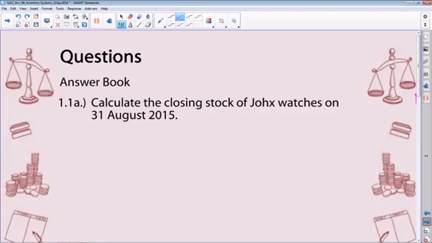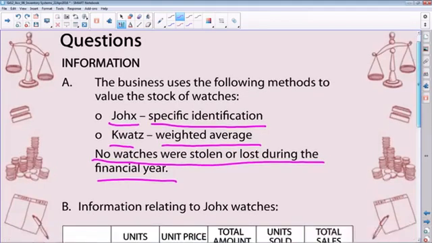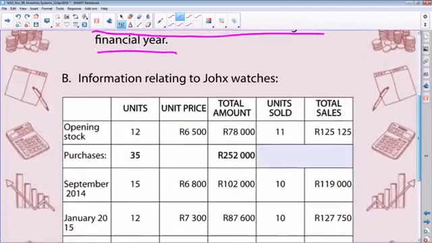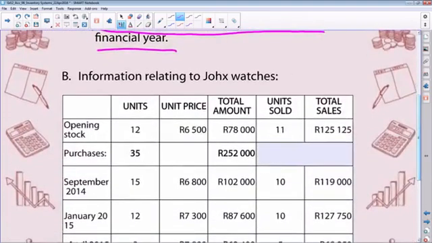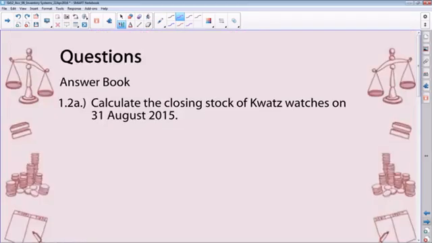Okay, let's look at the information. What do we have? Of my opening stock, I had 12 units, of which I sold 11. Remember, we're using the specific identification method. So now we're identifying these watches and we're saying that of the 12, we sold 11, we've got one watch left over, 6,500. So immediately I say 1 by 6,500. Okay, let's go back.